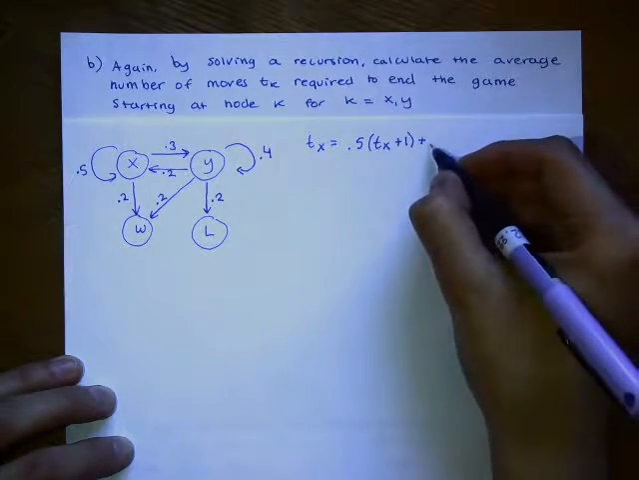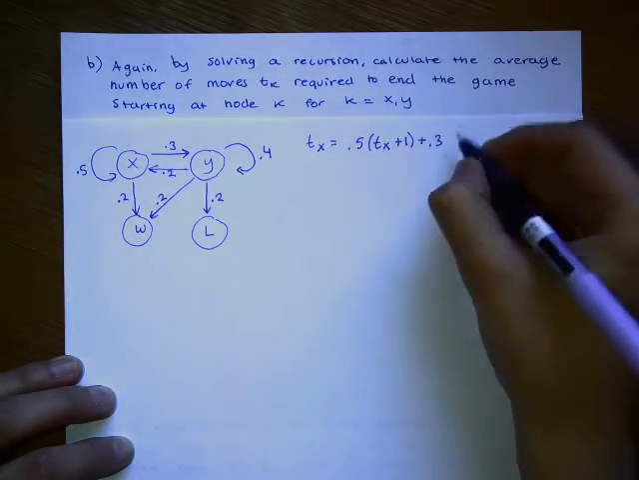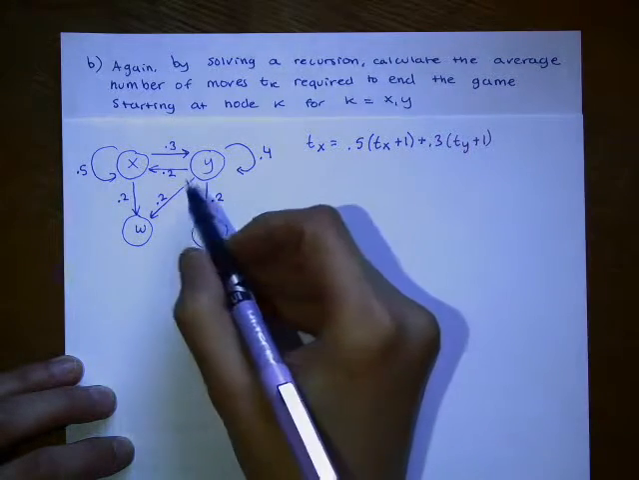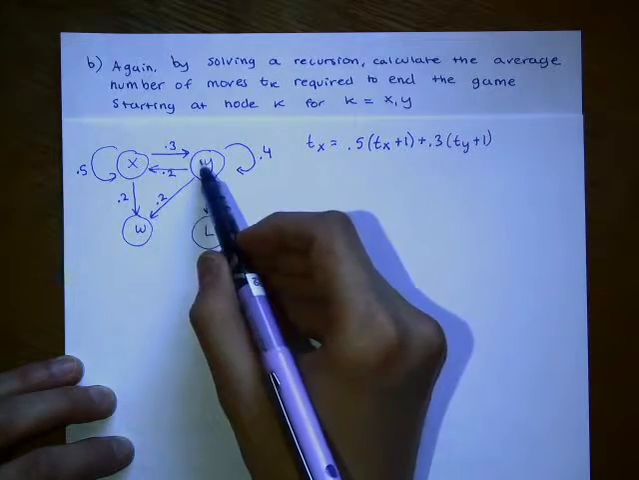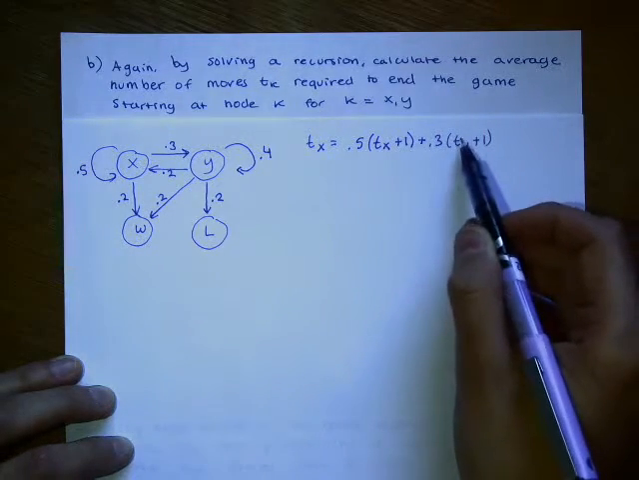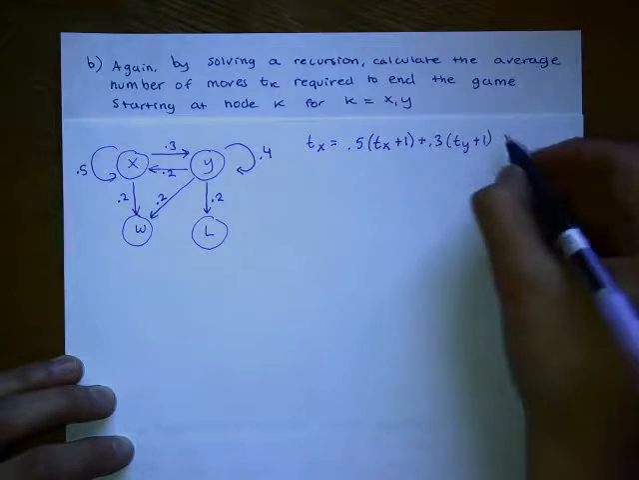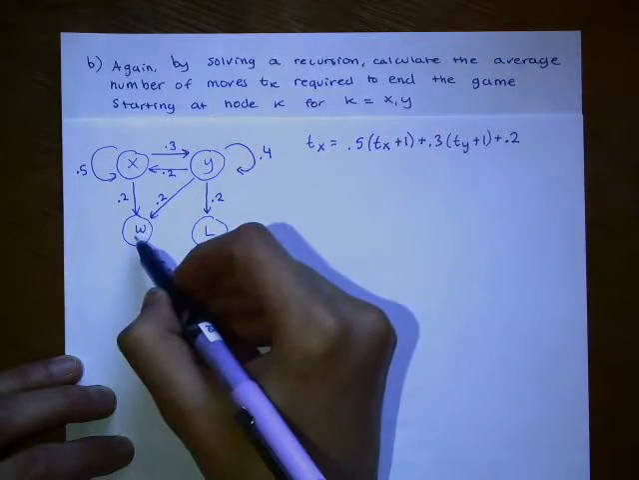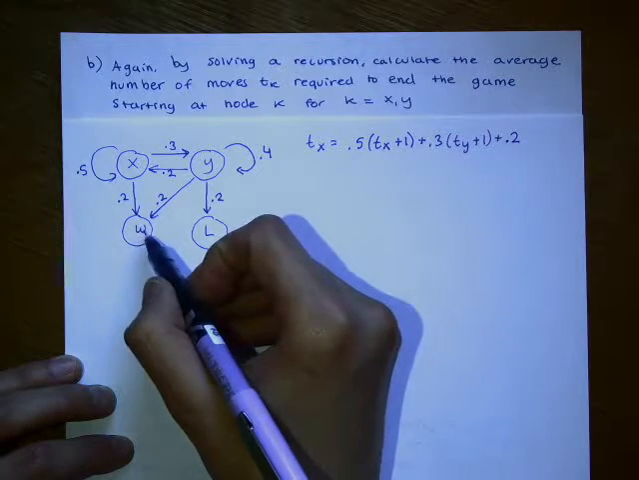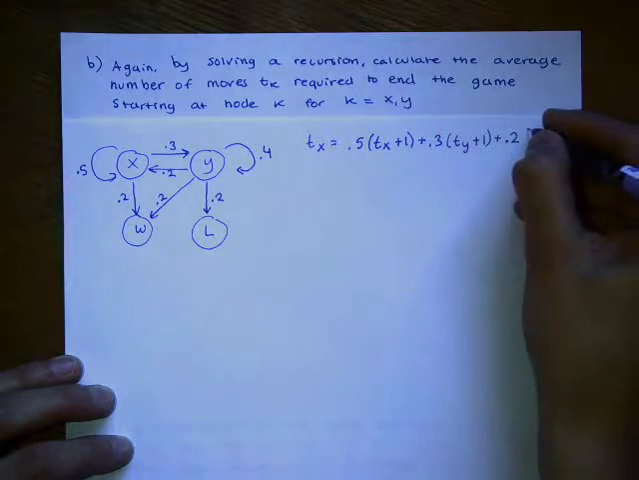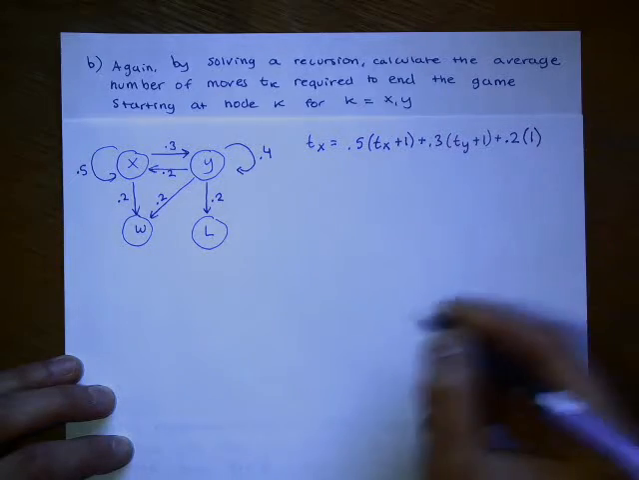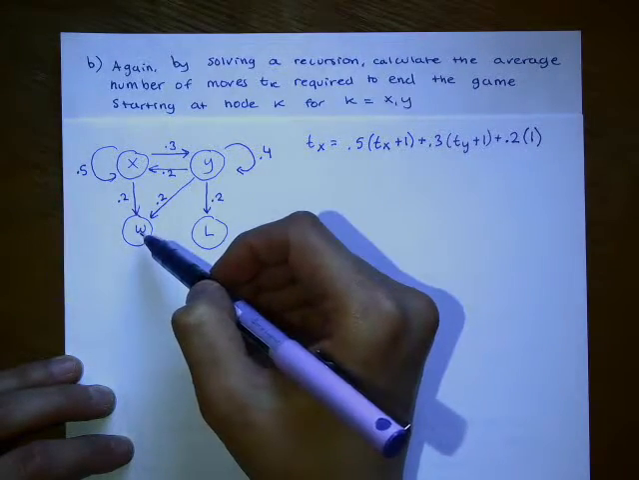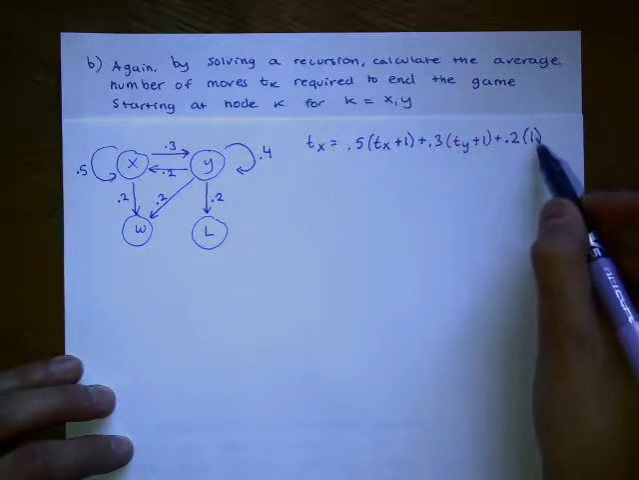Now we can also move to y with a probability of 0.3. And same idea, we're going to add 1 because we just took one move to y, and now we're going to add that to our future average length from ty. We can also go to w with a probability of 0.2. And if we go to w, right away, the length of our game is going to be 1 because we're going to end the game if we land in w. So in that case, we just have a 1 here.